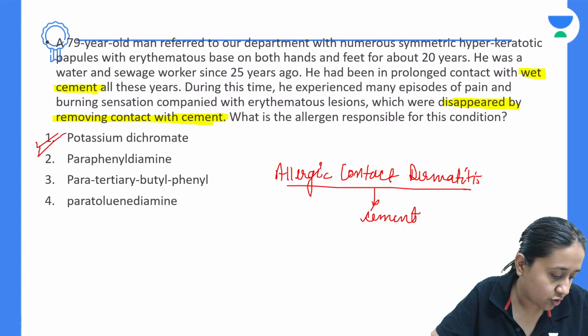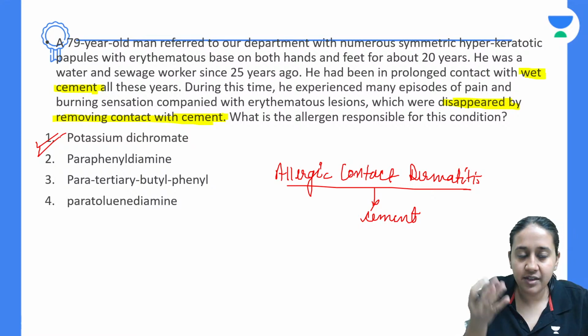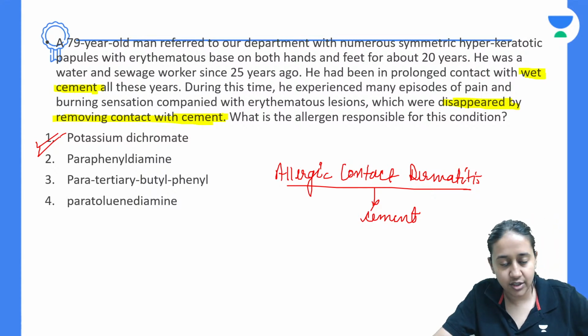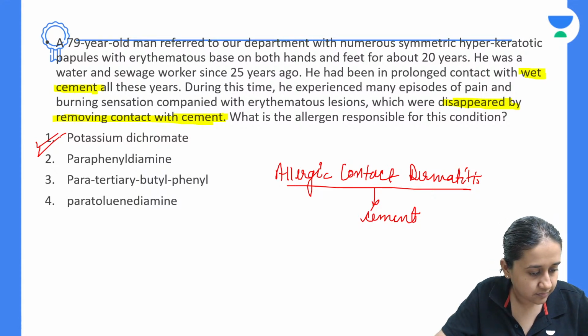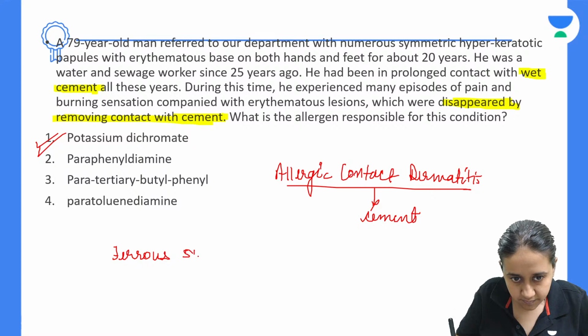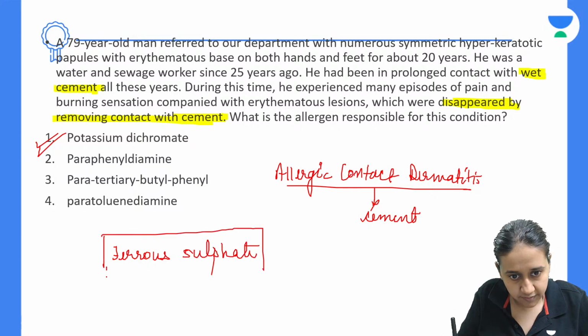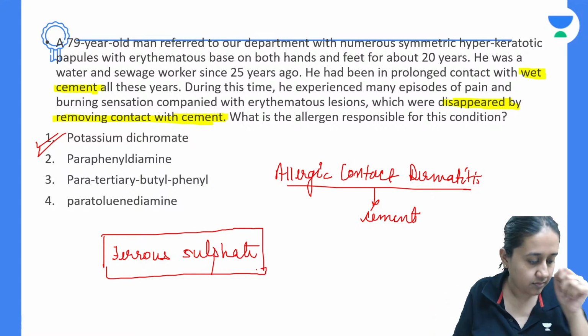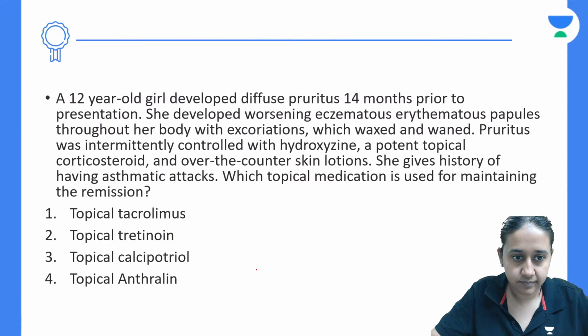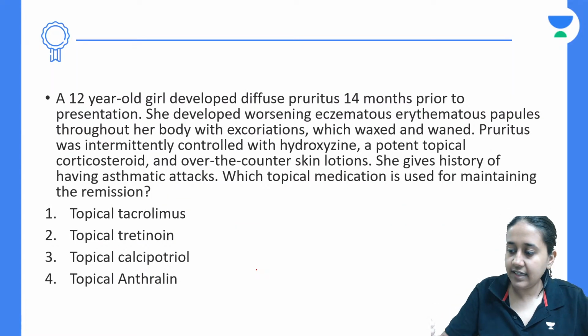allergen is potassium dichromate. Can anybody tell me what component we are using nowadays to prevent cement contact dermatitis? What allergen we are using nowadays? We are using ferrous sulfate. We are using ferrous sulfate nowadays to prevent this allergy to the cement. Next question.